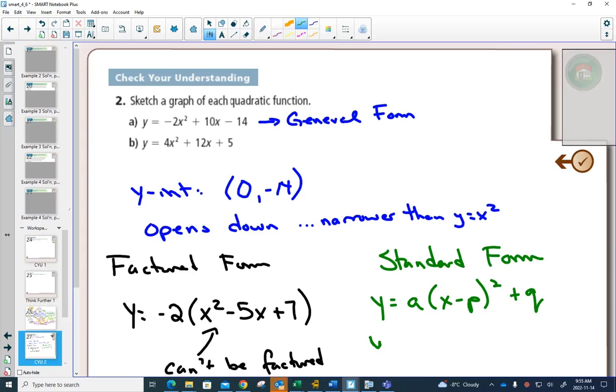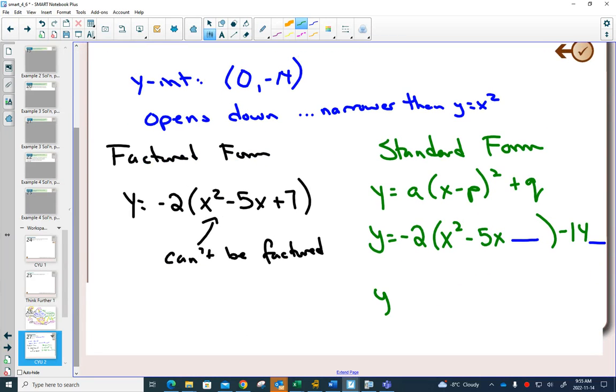So as a starting point, we factor out our a value, -2. That would leave me with x squared minus 5x. And I'm going to leave the -14 on the outside because I know that I need a number on the outside. And this is where, in the changing to standard form, very similar to completing the square in solving equations, but a little bit different technique, we draw a space inside the brackets because we need this to equal something squared.